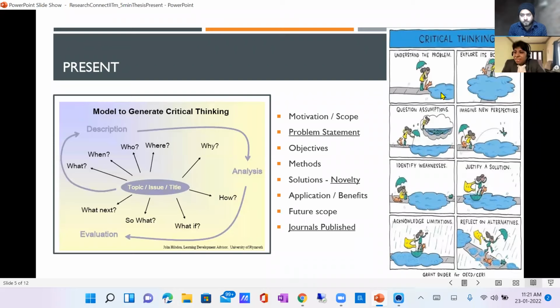So it's like understanding a problem. There is water, and a researcher is seeing that and exploring the boundaries. How do we avoid the spill? And there is questioning assumptions, as we call it, and imagining new perspectives. Because in our research, they will always ask, what is your hypothesis?